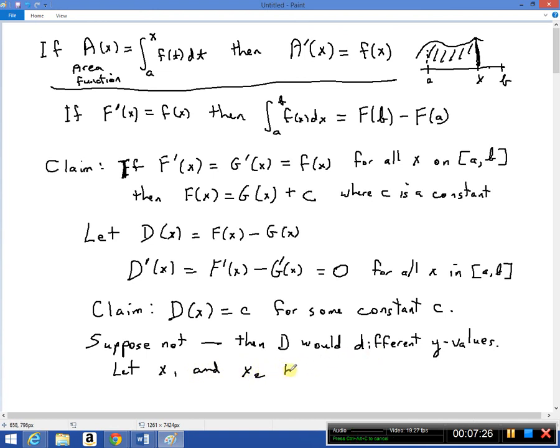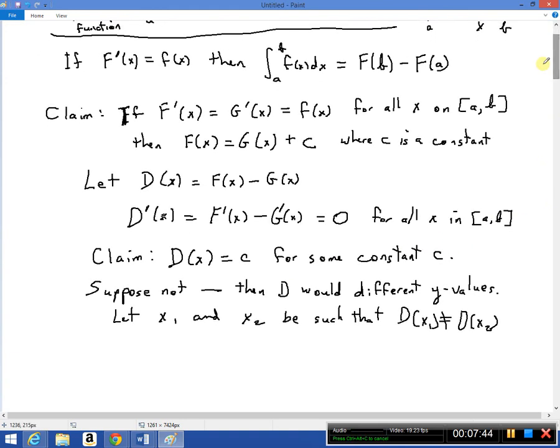So that would mean D of x1 and D of x2 are not equal. Okay? So again, what we're doing is we're supposing that D is not a constant function. I'm actually going to prove that it is by contradiction. Something's going to go wrong here in a minute. But suppose that D is not a constant function. Then D would have to be different at different places somewhere. So there's an x1 and an x2 where the y values, applying the function D to these two things, would give you different answers. So here's a picture.